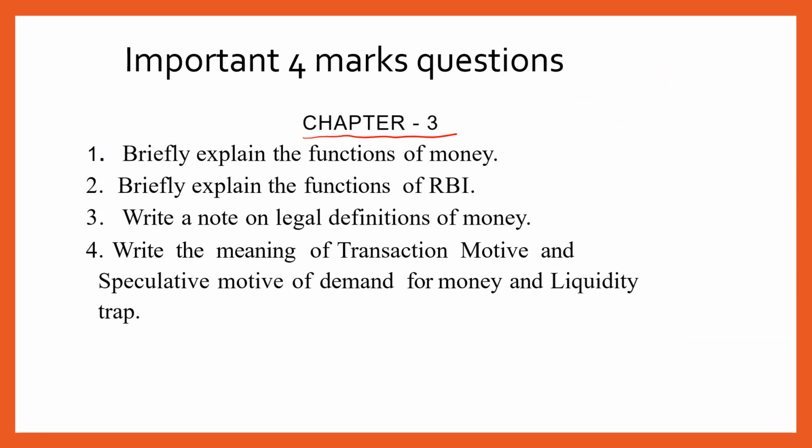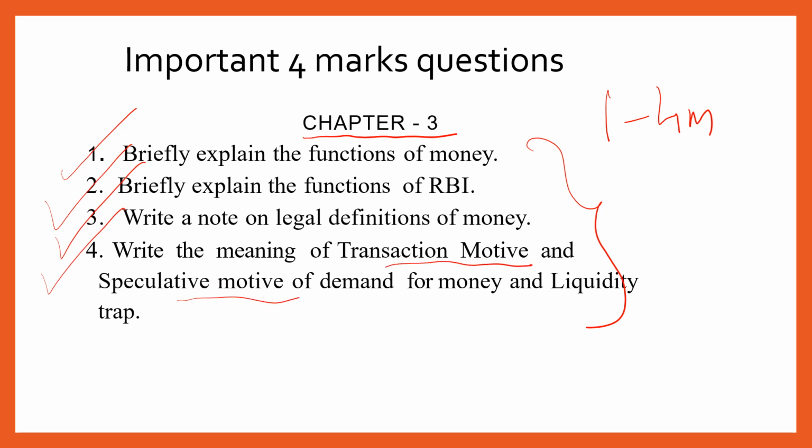Macroeconomics third chapter, that is money and banking. Dear students, from this chapter, you can expect one 4-mark question. There are 4 important questions, that is, explain the functions of money, explain the functions of RBI, legal definition of money, then meaning of transaction motive and speculative motive of demand for money and liquidity trap.